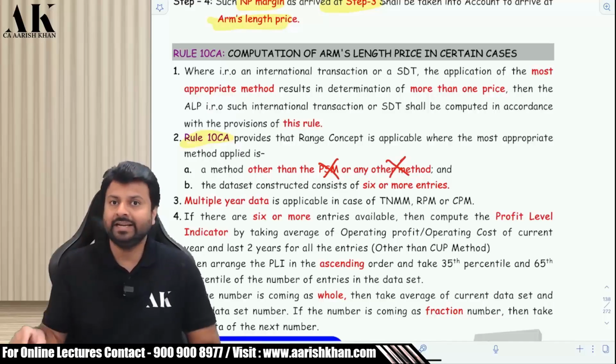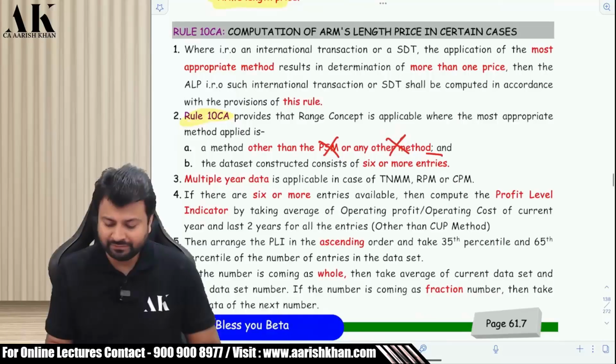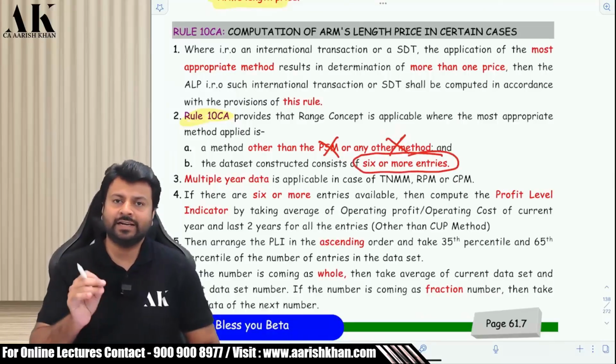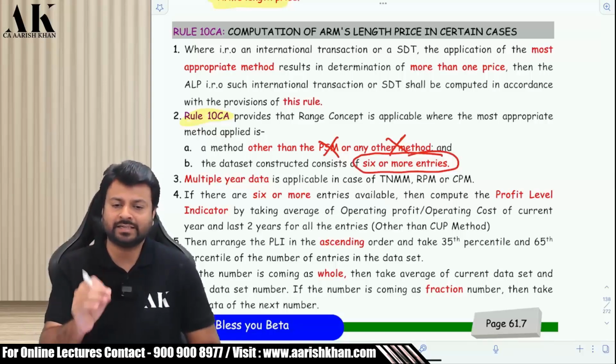Secondly, it is applicable only for four methods. Out of the four methods also, it is applicable if you have 6 or more entries in the data set. If you have less than 6 entries in the data set, it is not applicable. So you need to have at least 6 entries in the data set: 6, 7, 8, 9, 10, whatever it is, it will be fine.